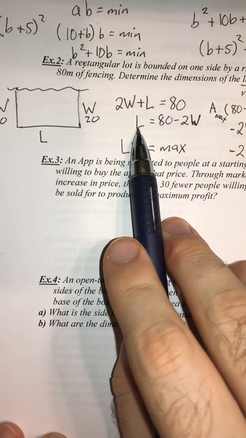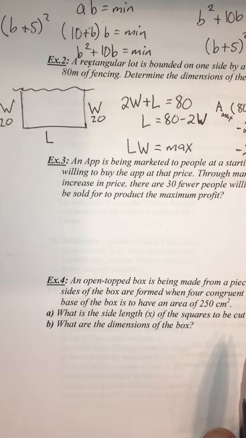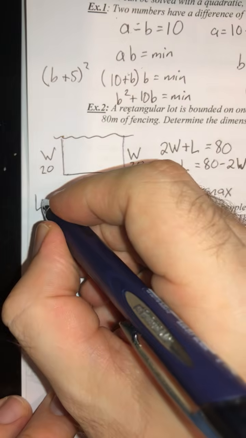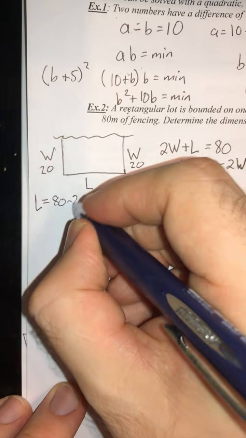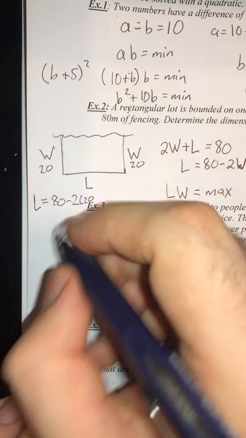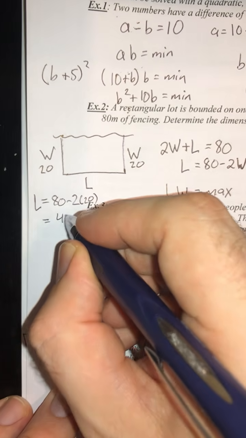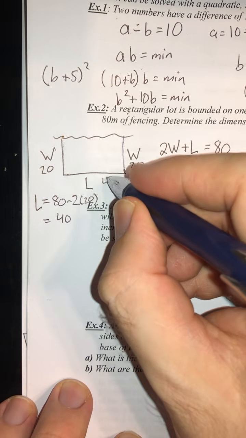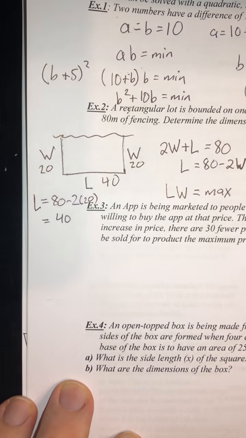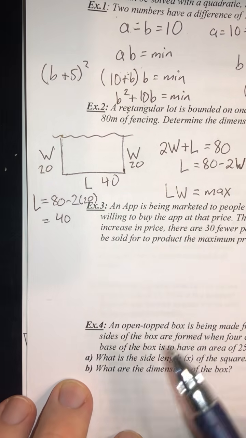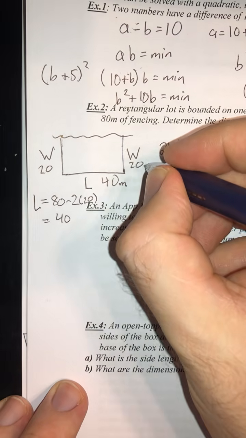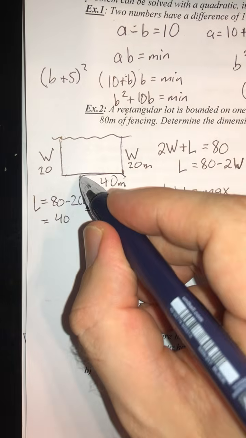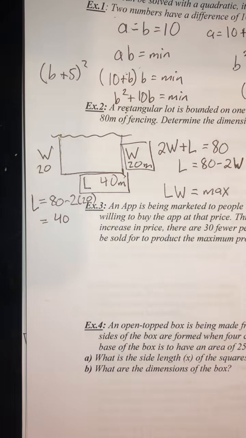Using this other equation for L, I can solve for the length. Substituting, L equals 80 minus 2 times W, which we figured out is 20. So 80 minus 2 times 20 gives me 40. So my length is 40, my width is 20. These are the dimensions. It's 20 by 40. You can put meters in here. I'm not going to be picky about the units, but that is that. So there's my answer. Length 40, width 20.